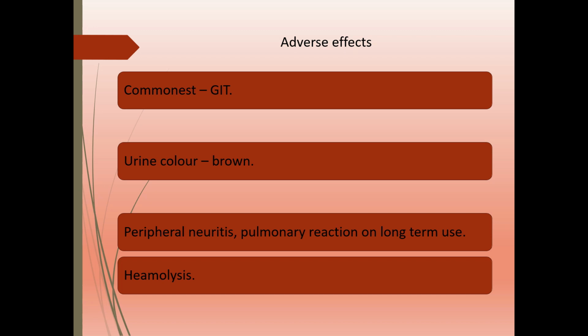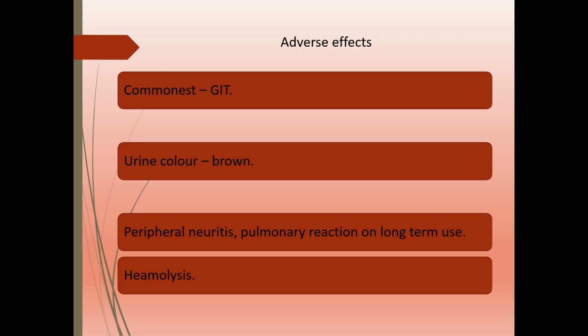So what are the adverse effects? Common side effects include gastric pain. GIT disturbance is the commonest adverse effect. Nausea and vomiting can occur with this. Epigastric pain can also be seen, and urine becomes brown on exposure to air in case of nitrofurantoin.